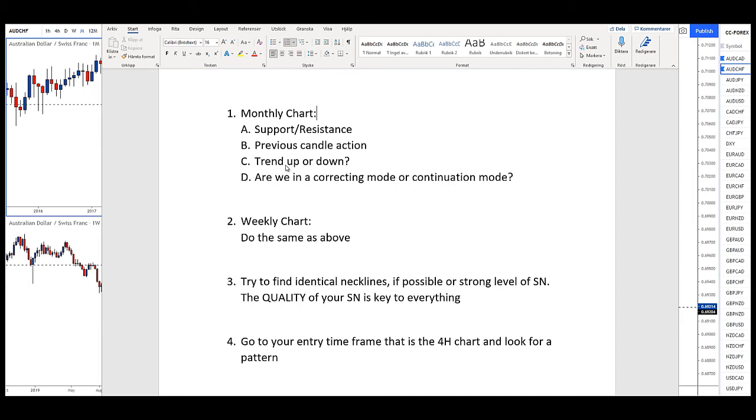Okay, is the trend up or down? Do you have any tools to identify trend? We have Advanced Market Flow. That's how we identify trend. And something that's very, very important, and that I teach my clients, is you need to understand: are we in a correction mode, or are we in a continuation mode?